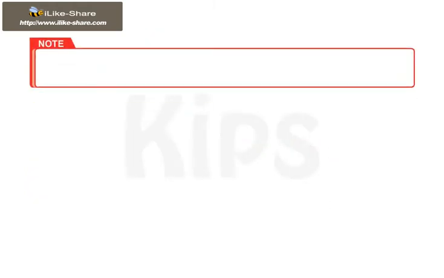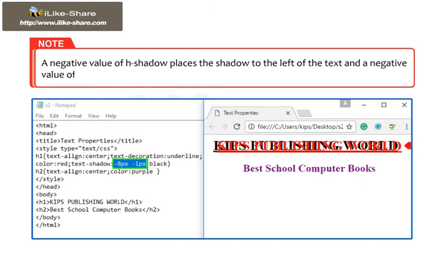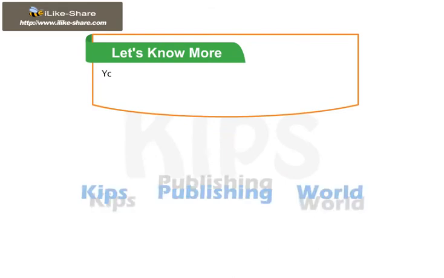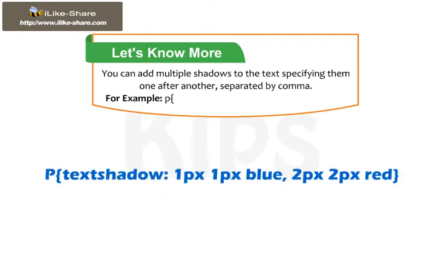Okay, students, know that a negative value of H shadow places the shadow to the left of the text and a negative value of V shadow places the shadow above the text. Students, let us know more. You can add multiple shadows to the text, specifying them one after another separated by a comma. For example, P bracket open text shadow colon 1px 1px blue, 2px 2px red, bracket close.